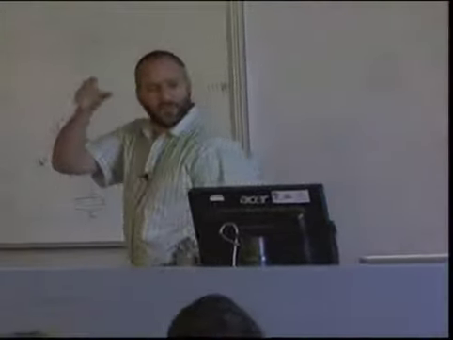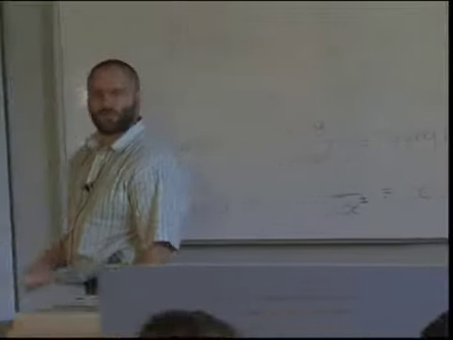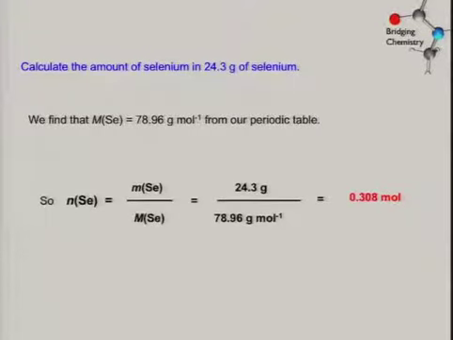So here's another one. If you have a sample of 24.3 grams of selenium, what amount of selenium atoms are there in 24.3 grams of selenium? Then you would go to the periodic table and you would find out that the molar mass, the mass of 1 mole of selenium, is 78.96 grams. So the molar mass is 78.96 grams per mole.